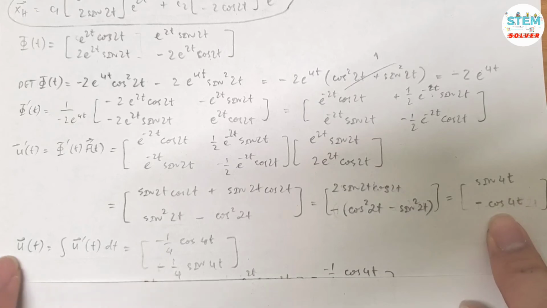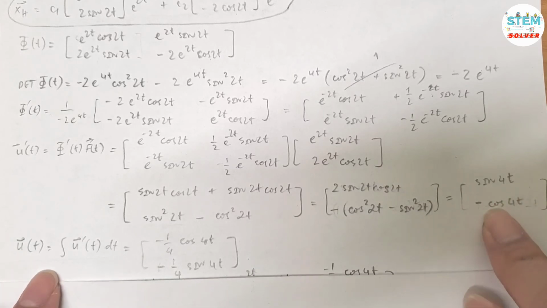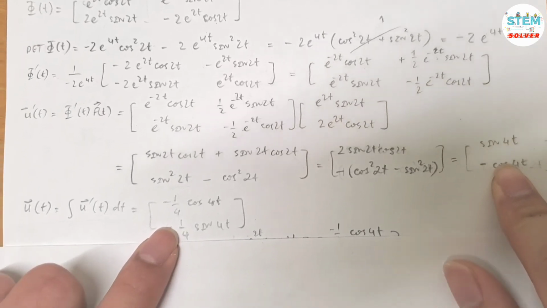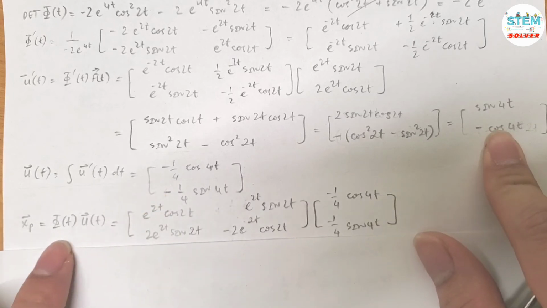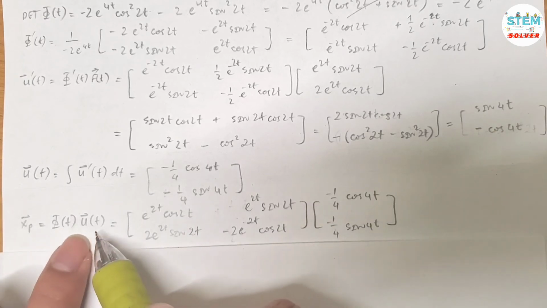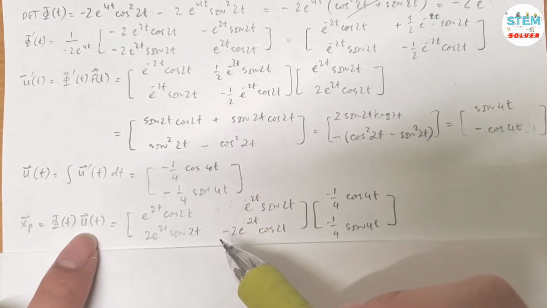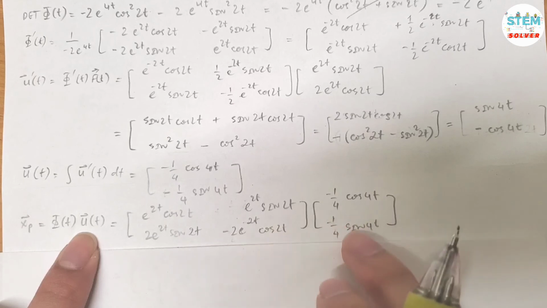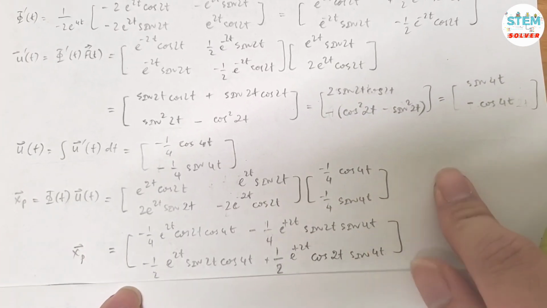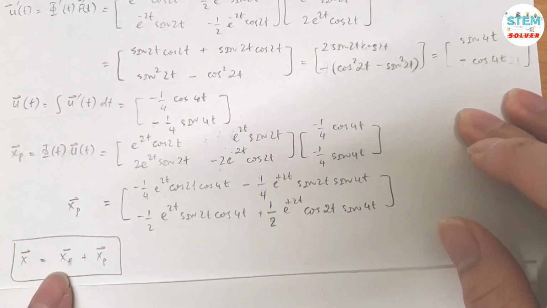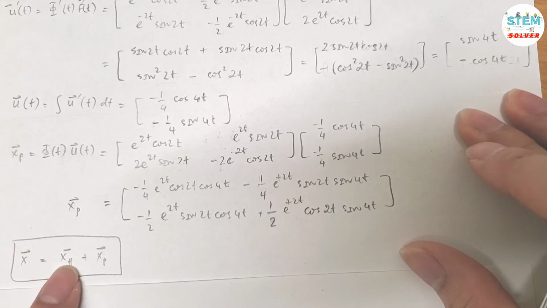After I got this matrix, integrating it to get u of t gives me this one. Then my vector x sub p, my non-homogeneous solution, is equal to phi of t times u of t. Again, here is the correct order, and do not switch the order, otherwise you will get an incorrect answer. Multiply these together, it gives you this one, and this is your vector x sub p, the non-homogeneous solution. Now your final solution is just equal to the homogeneous solution part plus the non-homogeneous solution part.